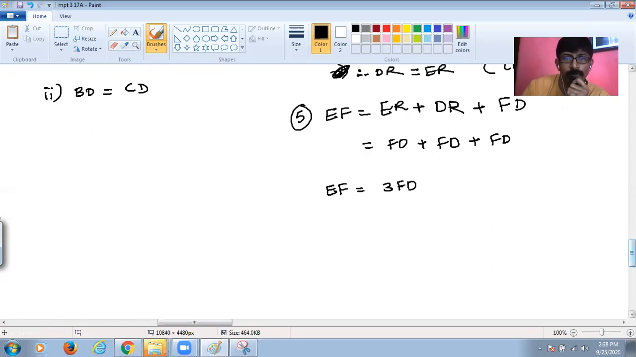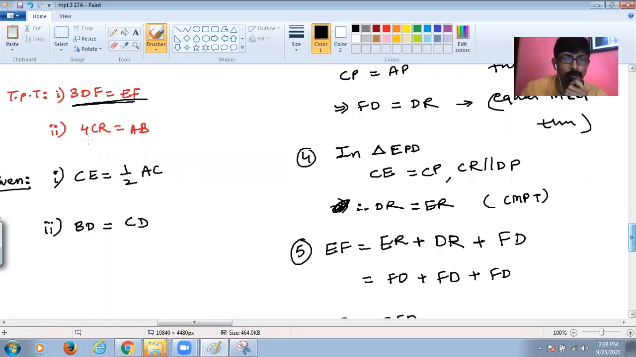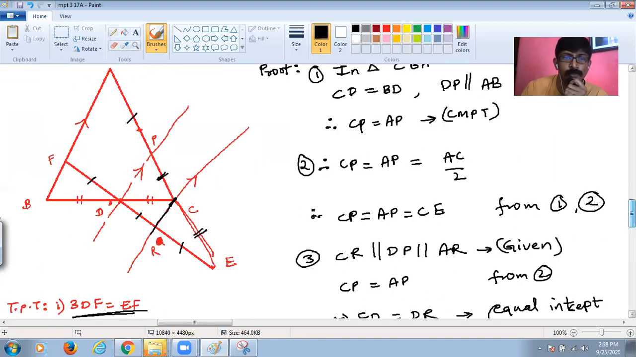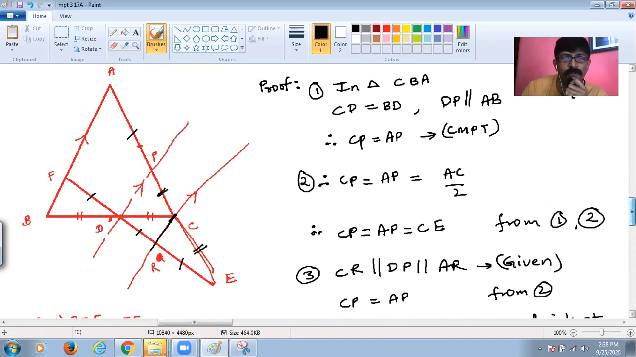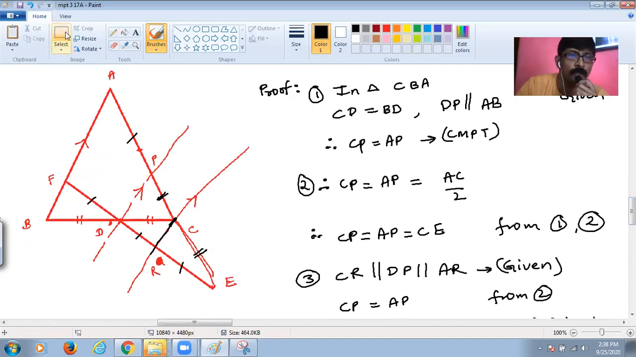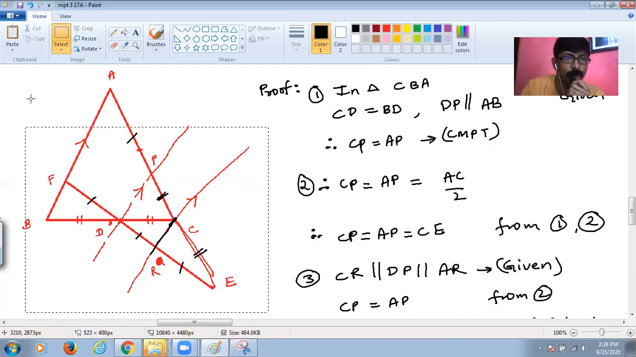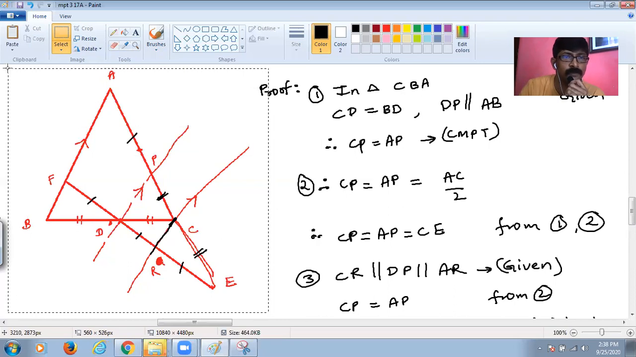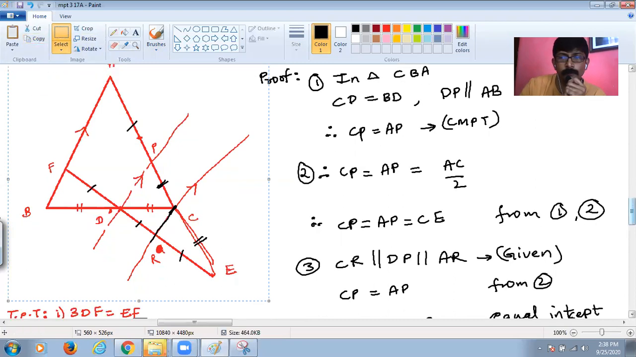And now the next part of the proof. 4CR is equal to AB. 4CR is equal to AB. That is very simple, student. Look at this. You will understand this in 1 minute. I'll just explain to you. Just give me 1 minute. I'll just copy this diagram so that simplicity will happen in our downside. So copy and I'll just paste it down.